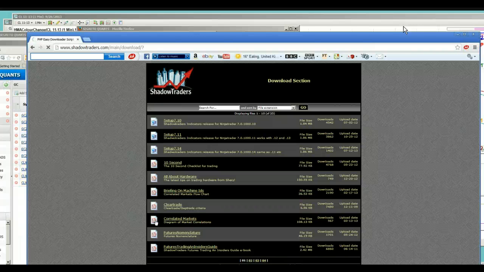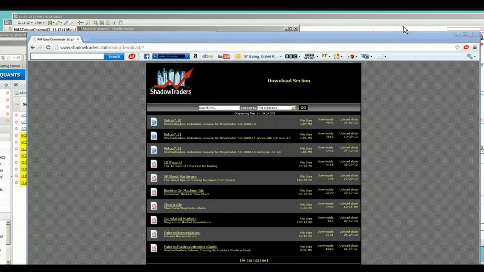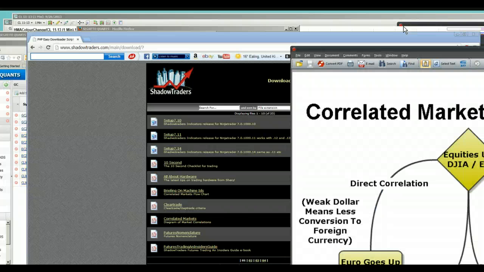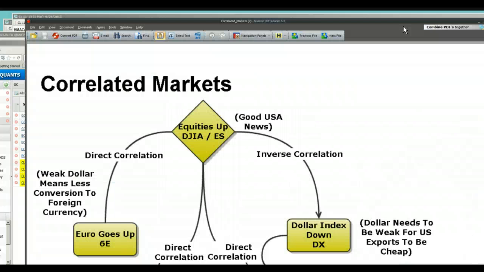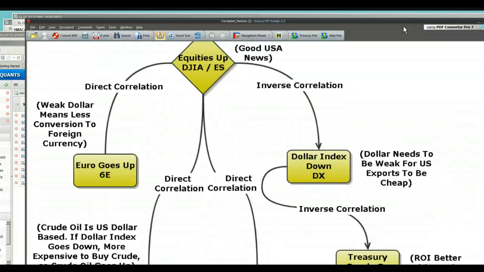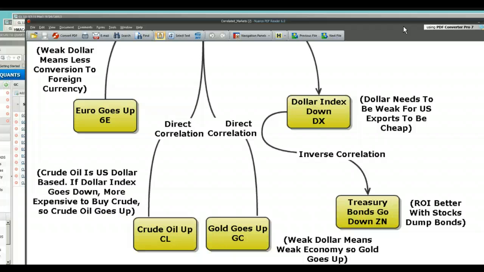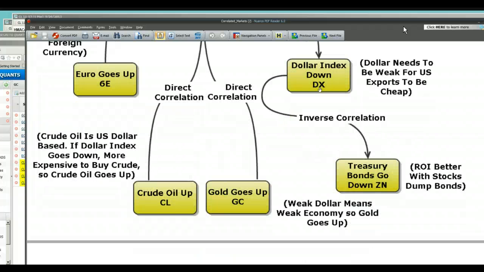If you go to this document called Correlated Markets, there's lots of extra PDFs for you to read. But if you go into your members download area, you will see that she's created for you a correlated market view. So now, if you look at this and you see, okay, if the ES goes up, the euro goes up, the dollar index goes down, but crude oil goes up and gold goes up. So now you've got inverse market relationships that you could trade at those golden opportunities, but you've also got correlating markets.